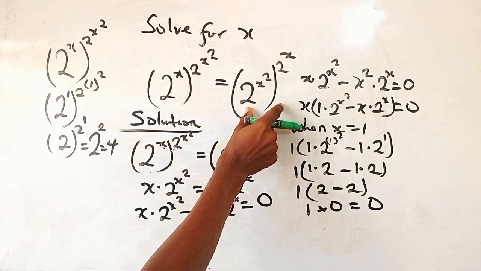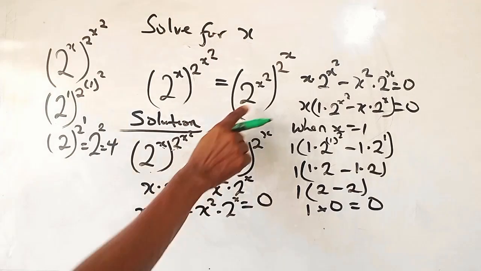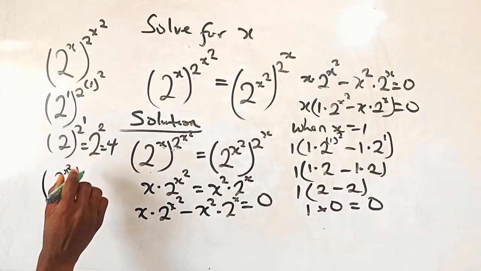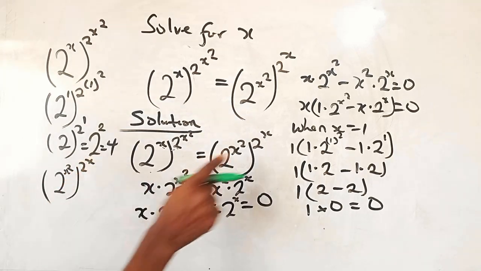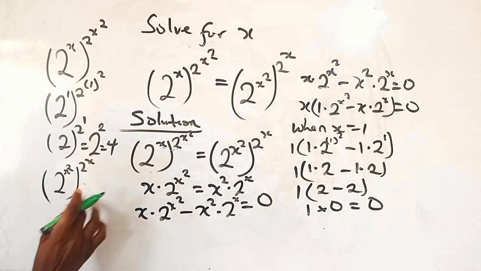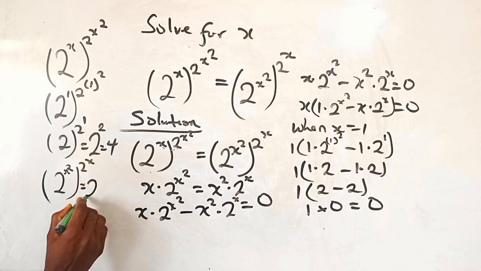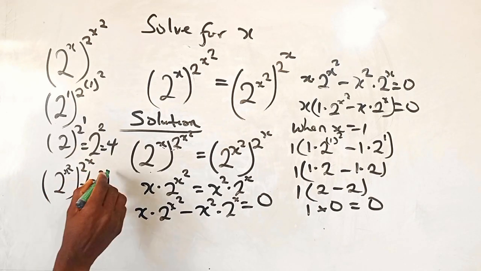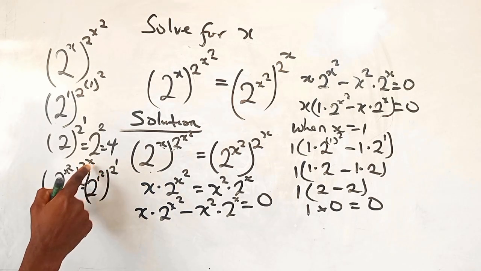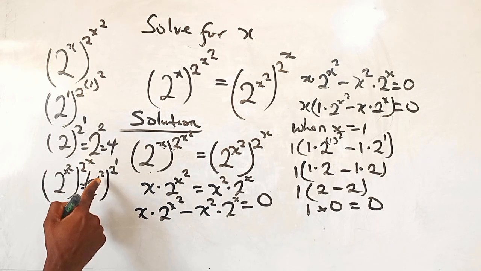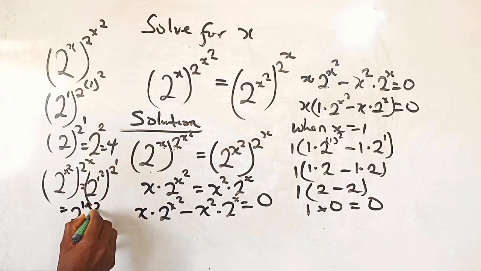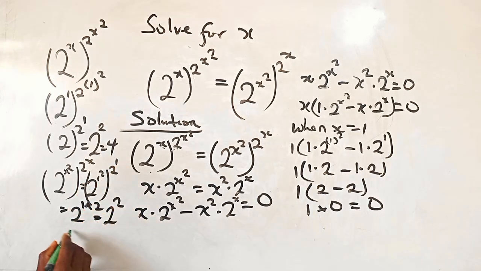Now let's work with the right side of the equation. From here we have 2 raised to power s squared, raised to power 2 raised to power x. When x is 1, we have this to be 2 raised to power 1 squared times 2 raised to power 1. For 1 squared is 1, times 2 raised to power 1 is 2, so we have this to be 2 raised to power 2, which equals 4.